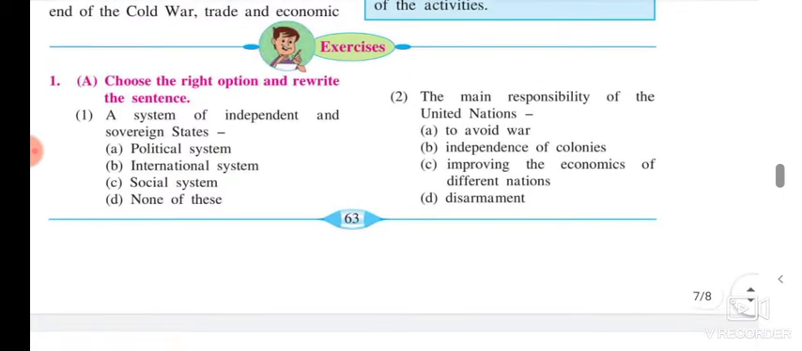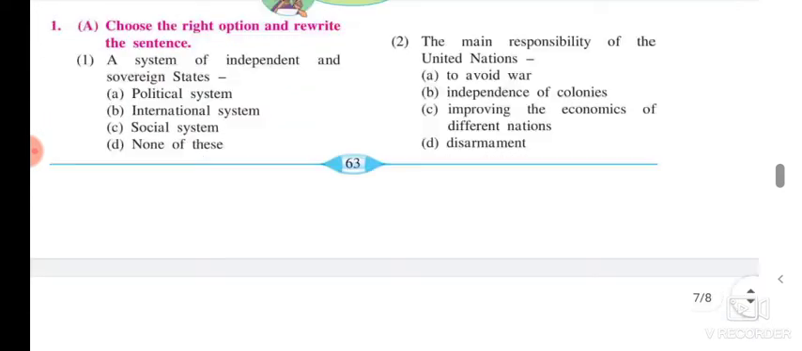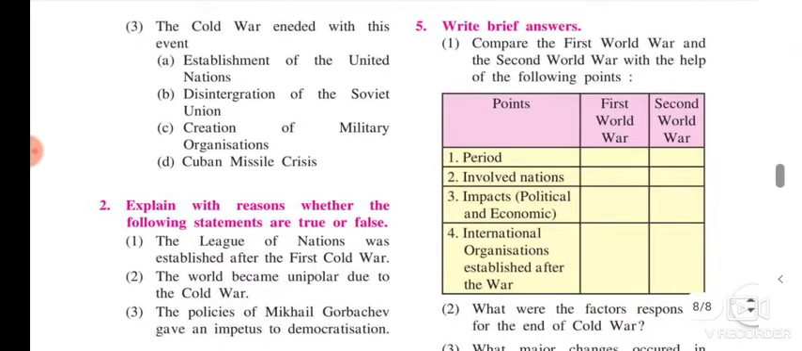Second question, the main responsibility of the United Nations. Options: to avoid war, independence of the colonies, improving the economies of the different nations, and disarmament. You can find the answer in the paragraph after Cold War. Third question, the Cold War ended with this event. What is the event? Options: establishment of United Nations, disintegration of Soviet Union, creation of military organization, Cuban Missile Crisis. I think you already know the answer. The question is too simple.